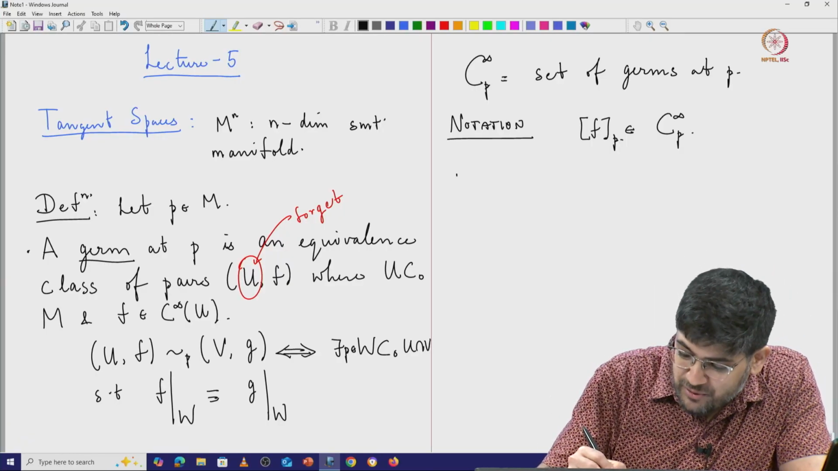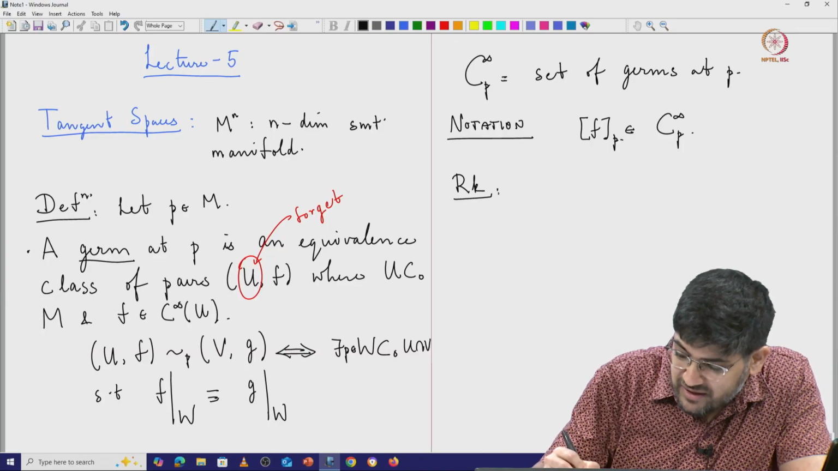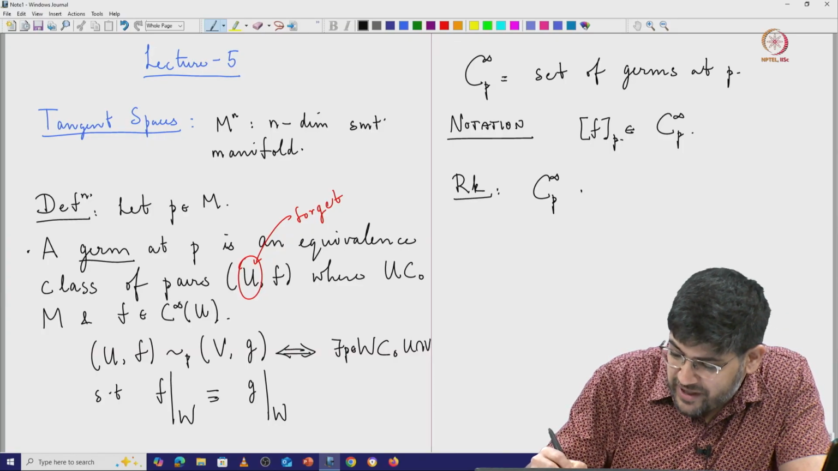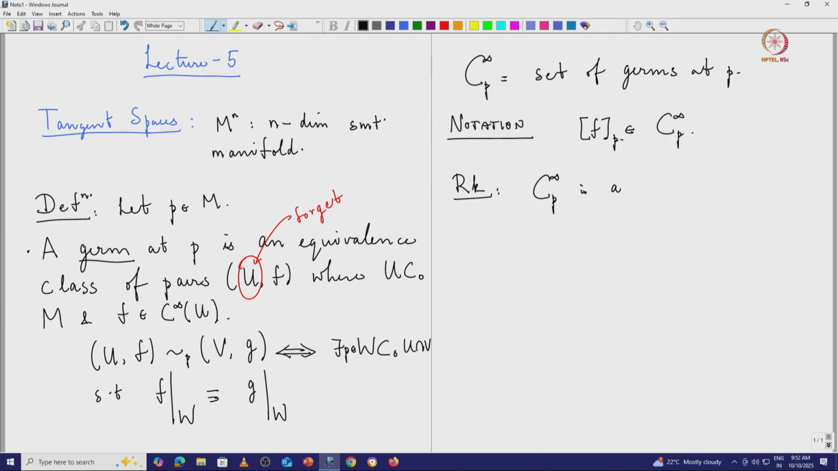Okay, a remark is that this space is a real vector space, okay, with the usual addition and scalar multiplication of functions.